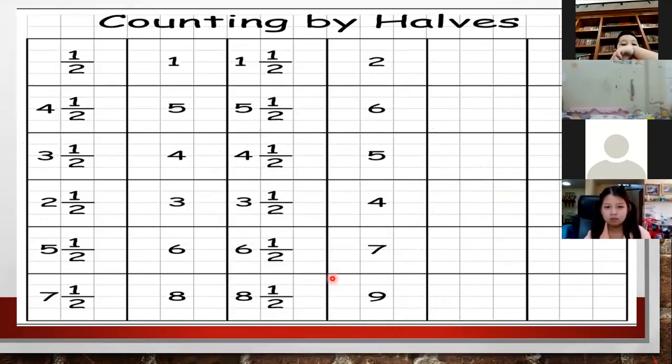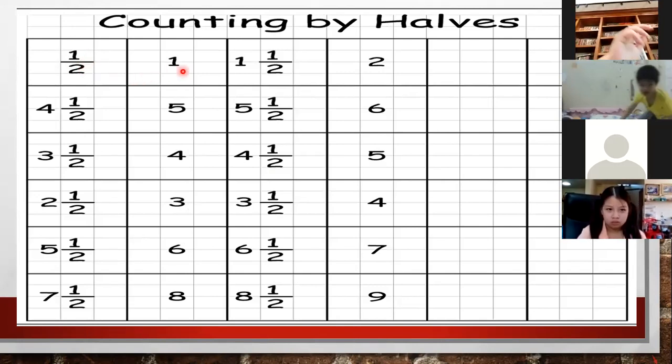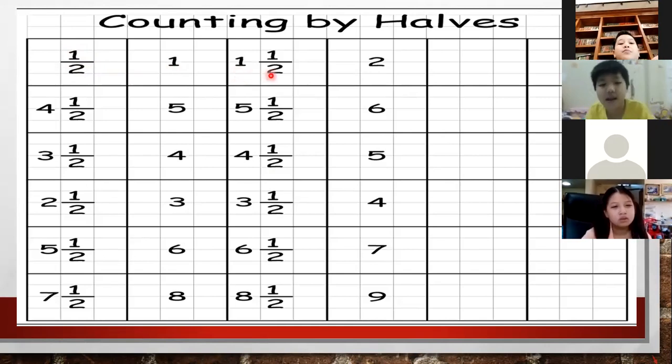Okay. Let's do this. Counting by halves. We start with 1 half. You don't need to write your answer. Start with 1 half. Then after 1 half is 1. And then 1 and 1 half. Next is 2. So what is the fraction? 2 and 1 half, 3, 3 and 1 half, 4, 4 and 1 half.